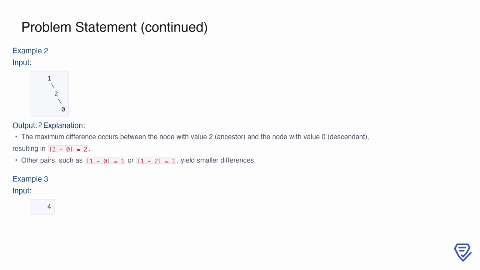Meanwhile, in the third example, there is only one node in the tree, with a value of 4. Since no ancestor-descendant pairs exist in this case, the output is 0.